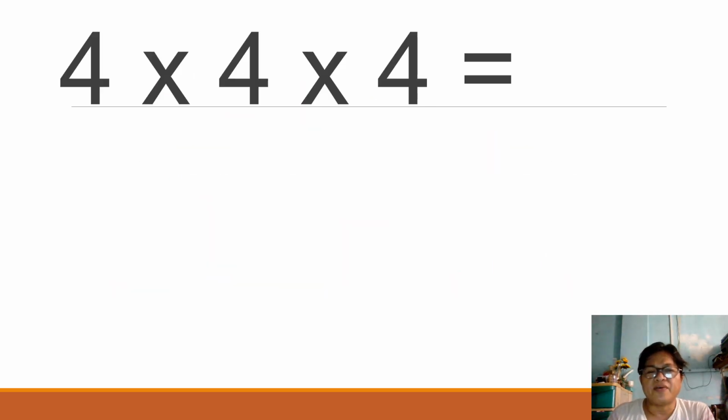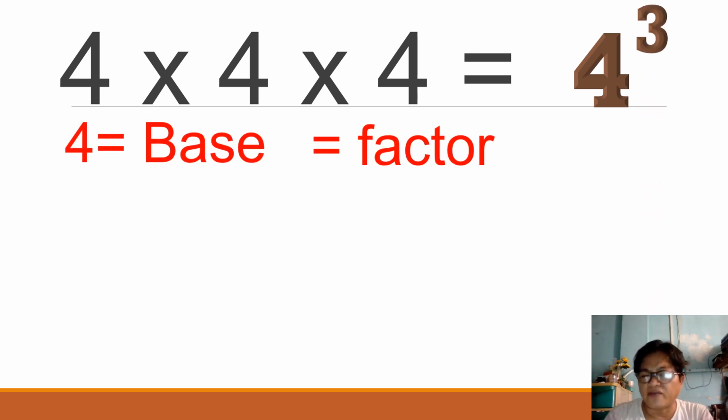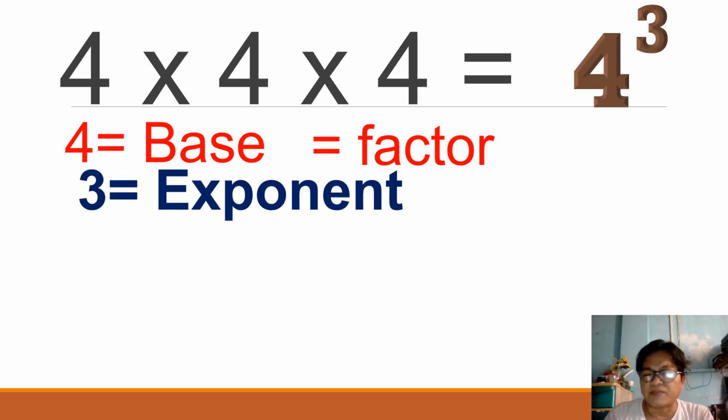Let's have this example, 4 times 4 times 4. We are going to write this in exponential notation. Write first the number that has to be multiplied as a factor, or the base. Then, count the number of times the base has been multiplied. So, how many times? Okay, it has been multiplied 3 times, and that would be the exponent. So, we have here 4 as the base or the factor, and 3 as the exponent.